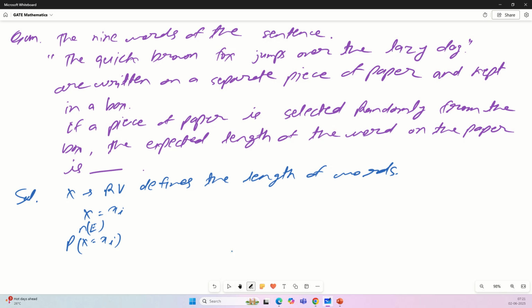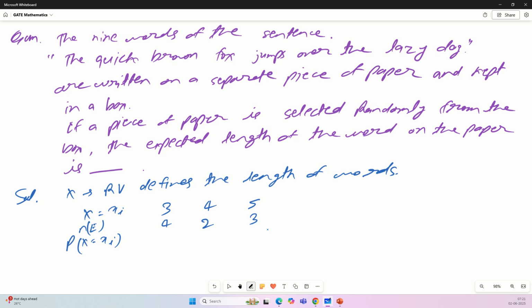Let us see, x equal to xi. What is the least number of letters in the word? So 3 3 3 3. So a total of four words are there with 3 letters. Then 4 letter words, and 5 letter words. 5 letters is the maximum, I think. Now 4 letter words are how many? 1 2. And then 5 letter words are how many? Quick, brown, jumps. So 3 are there. So total 4 plus 2 is 6, plus 3 is 9. Total 9 words are there.